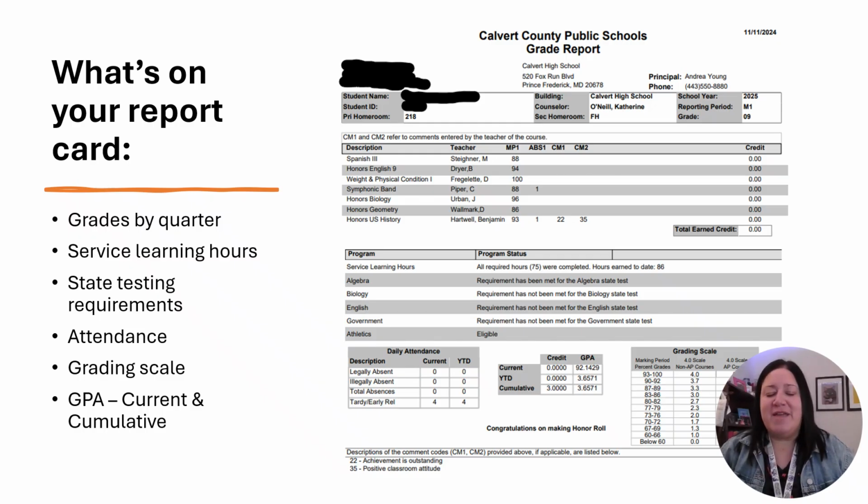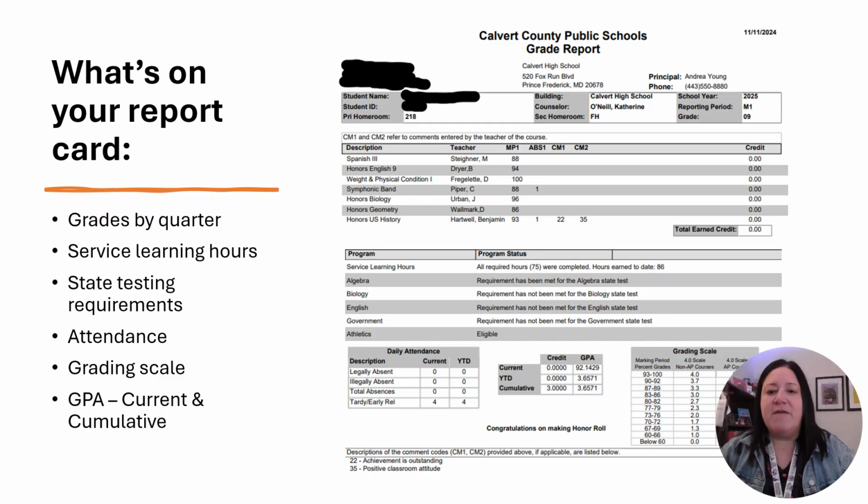To the right of the attendance portion is your GPA section. And we'll talk about the different GPAs on there and what they mean. But your current is from this quarter. Your year-to-date is from this school year, and your cumulative is the total average of your time while you're in high school. And that's what colleges and scholarships and things like that are going to be looking for.